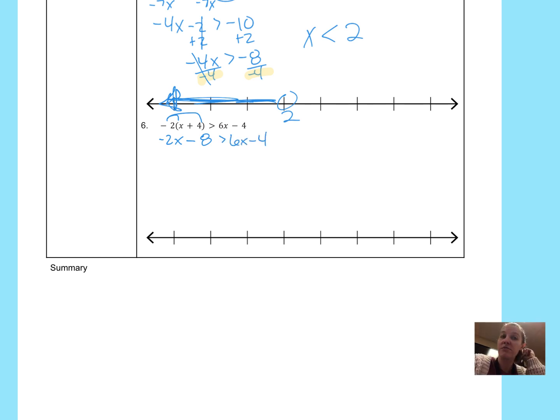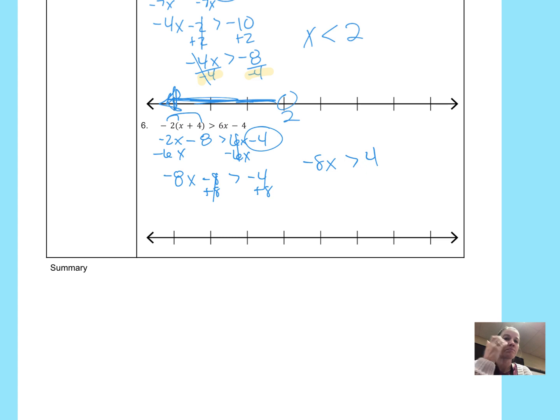Now there's no like terms on the same side, but there are on the opposite sides. So because they're on opposite sides, I need to do the opposite. I'm going to choose to do minus 6x. Negative 2x, negative 6x, that makes negative 8x minus 8. Greater than, again, I got that negative 4 on the right-hand side. And now I'm going to continue to isolate the variables. So we're going to get plus 8. I get a negative 8x is greater than 4. Negative 4 plus 8 is positive 4.